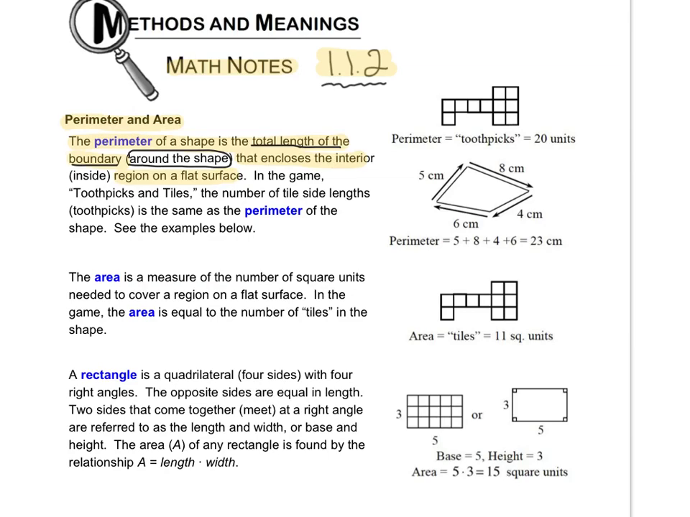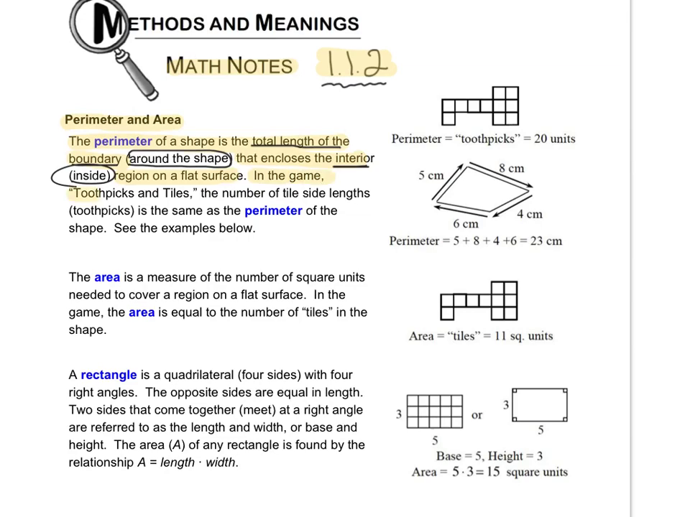Now, that encloses the interior. Interior also means inside. So I could have said the perimeter of a shape is the total length around the shape that encloses the interior, the inside region of a flat surface.